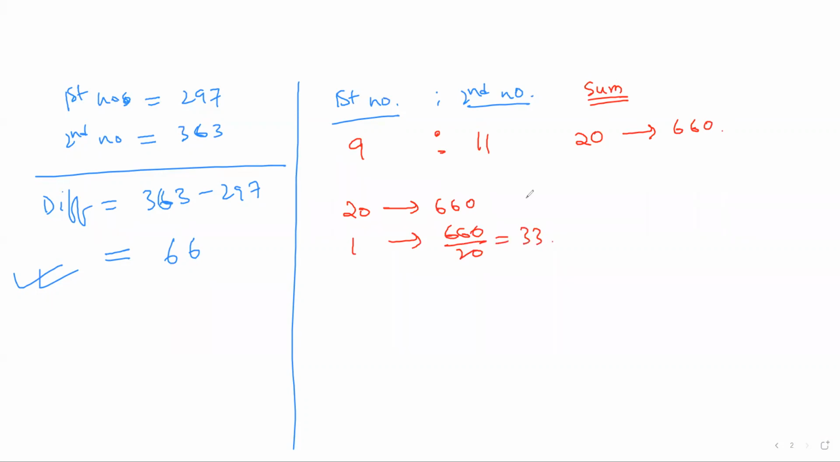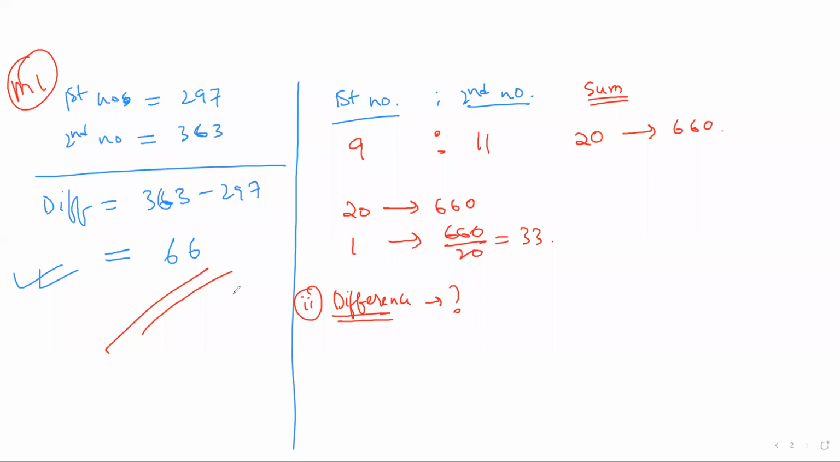33. Right now, second question: what is the difference? Either you go by this method, or else the sum method. Here you have to find the difference. What is the difference between 9 and 11? 2. So that means we have to find the equivalence of 2.